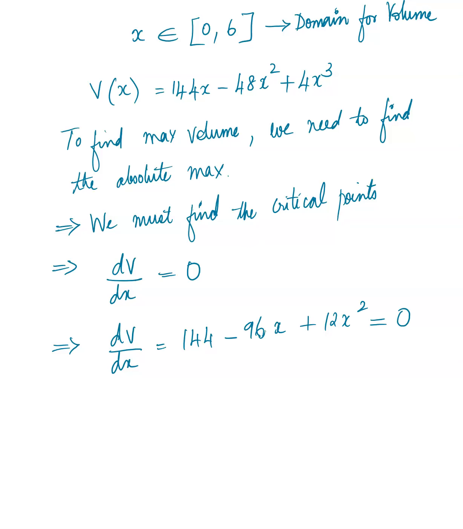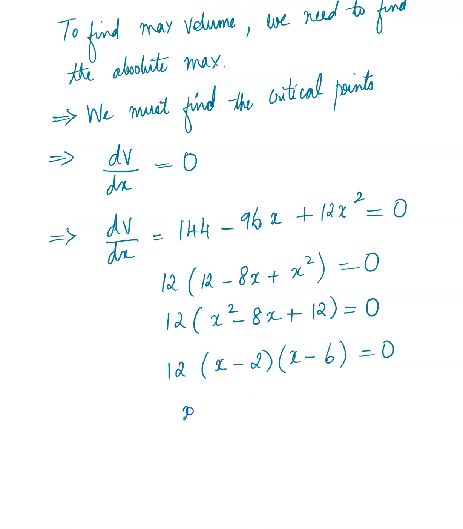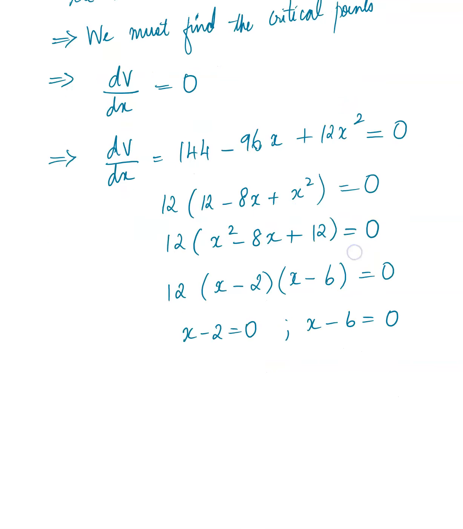To pull out all that's common, 12 is common here, so 12 minus 8x plus x squared equals 0. You can always rearrange this so it's easier to see in the quadratic form. Factorize this, of course: x minus 2 times x minus 6 equals 0. Now set each factor to 0. So we get x equals 2 and x equals 6. These are our critical points.